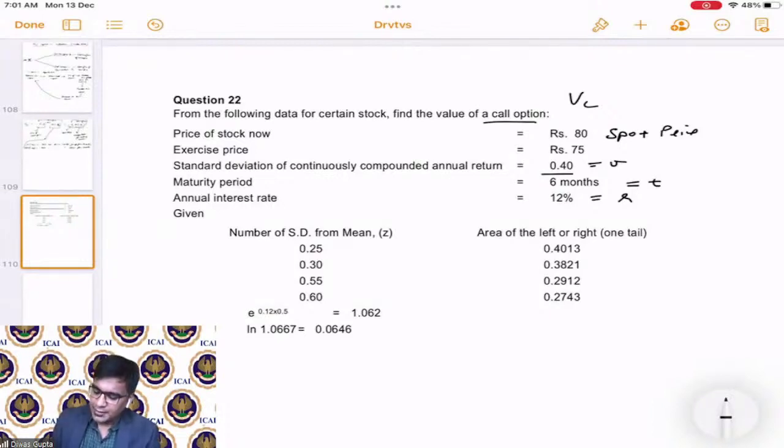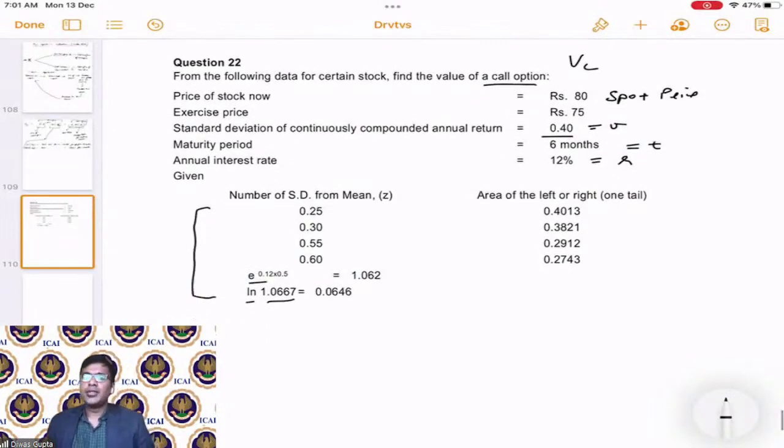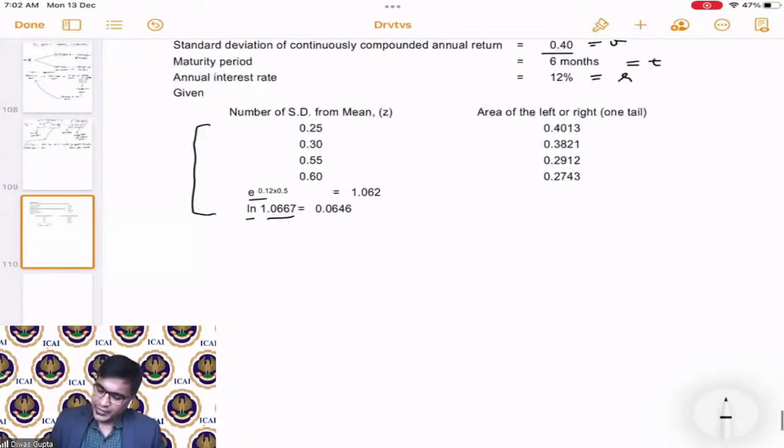And they have given us some extra data also, which we will see how to interpret and utilize when we solve the question. So we are given e raised to the power natural log of 1.06667. What is the value? With these types of questions, we have to simply take the formula, apply the formula, use the inputs and derive the output. This is a very easy and simple question, but yes, it involves a lot of calculation, correct?